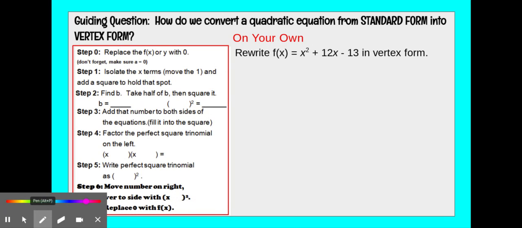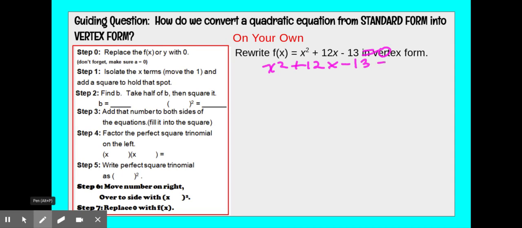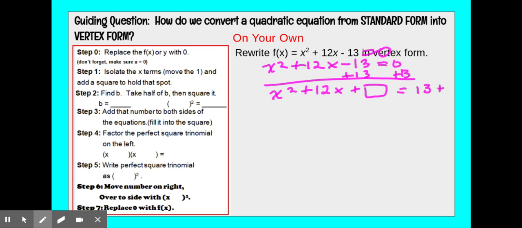So in this one, like I said, we're going to replace it with equals 0. So I have x squared plus 12x minus 13 equals 0. I'm going to add 13 to both sides. And then I'm going to put my square there: x squared plus 12x plus a square equals 13 plus a square. Okay? So now I'm going to take my 12, which is b, and take half of it. You're going to get 6, and then 6 squared is 36. So 36 is going to be the number to go in our square.